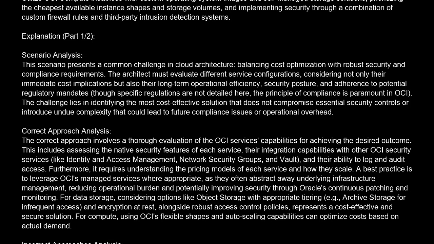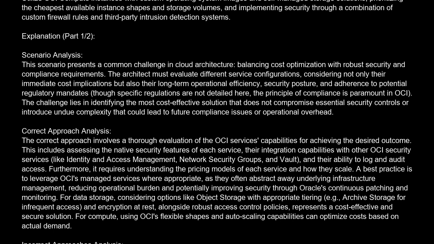The correct answer is D. Utilize OCI compute instances with custom operating system images and self-managed storage solutions, prioritizing the cheapest available instance shapes and storage volumes, and implementing security through a combination of custom firewall rules and third-party intrusion detection systems.